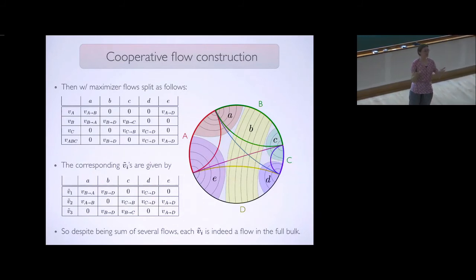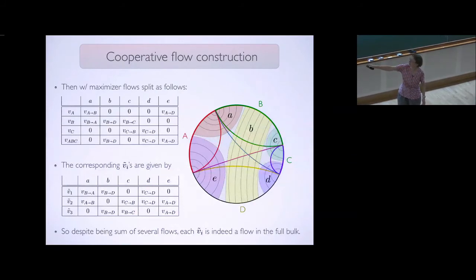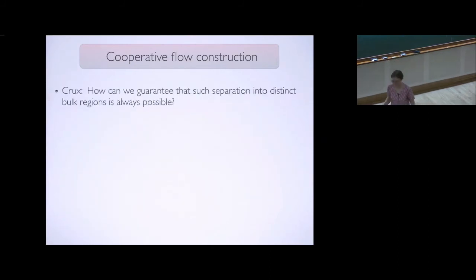So now this explains this label, cooperative flows. These flows would be cooperating with each other, in that they wouldn't interfere with each other, they wouldn't intersect. So how are we guaranteed that there exists such a separation, that we can in fact construct strands that do not interfere with each other?